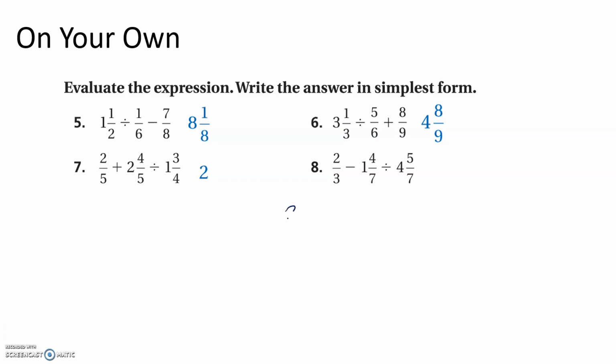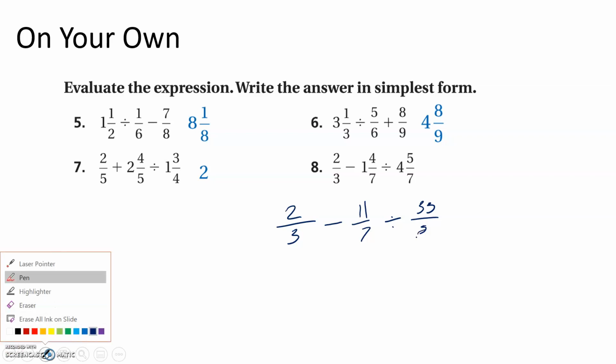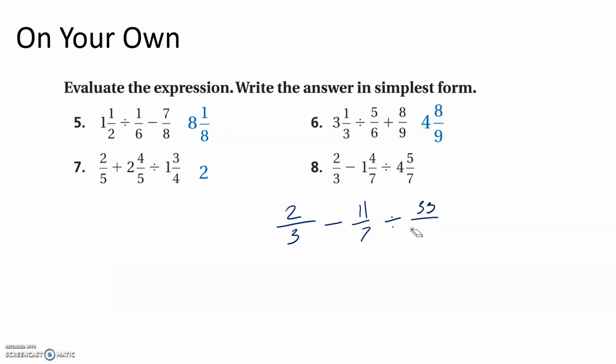All right, so I have 2/3 minus 11/7 divided by 28/33. Oh, 33/7. 33/7. All right, now do division first.